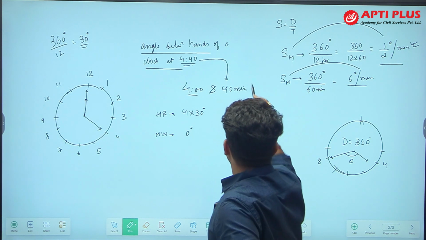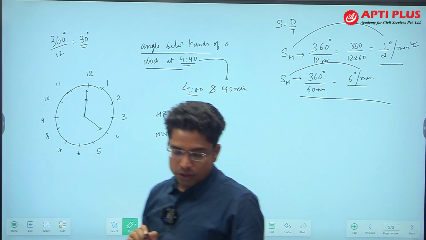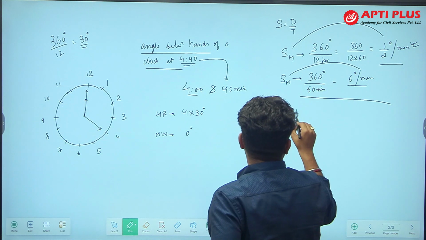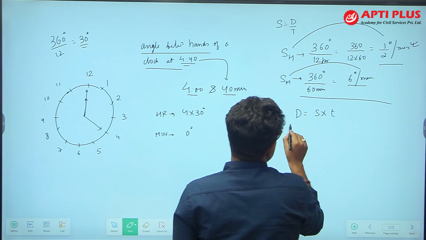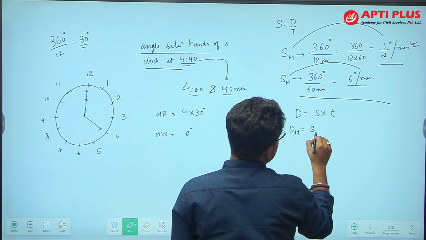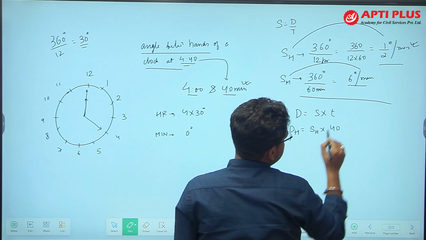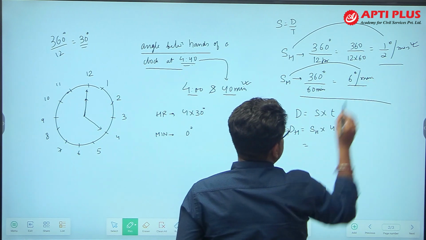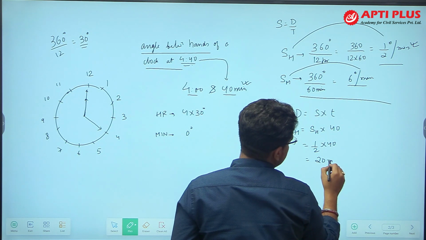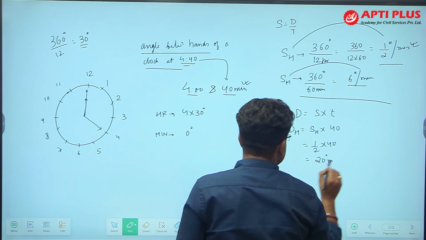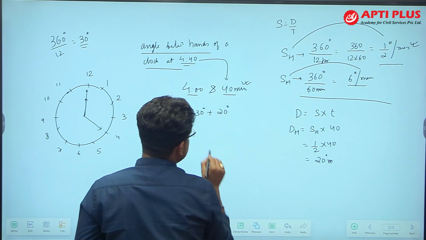Keeping in mind the formula distance is equal to speed into time, I can see the status in 40 minutes for the hour hand. So, if I ask you what is the distance covered by the hour hand, you will say speed of the hour hand into the time for which you want it to travel, which is 40 minutes in my case. The speed of the hour hand I can take as half, so half into 40 will give me how much? 20 degrees, isn't it? So, this is 20 degrees. I can say in the next 40 minutes the hour hand must have moved another 20 degrees.